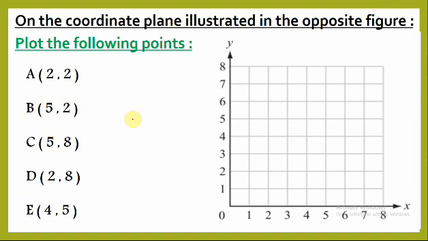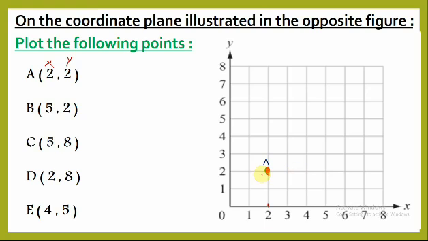Well, to understand more, we need to solve this one. On the coordinate plane illustrated in the opposite figure, plot the following points. We need to put these points inside the coordinate plane. Let's move together one by one. A is 2 and 2. Remember, here is the x and here is the y. Start with x, then y. 2 on the x. Move until you find 2 on the x-axis. Here it is. And move on the y-axis 2. 1 and 2. Here it is. Our point is going to be here.